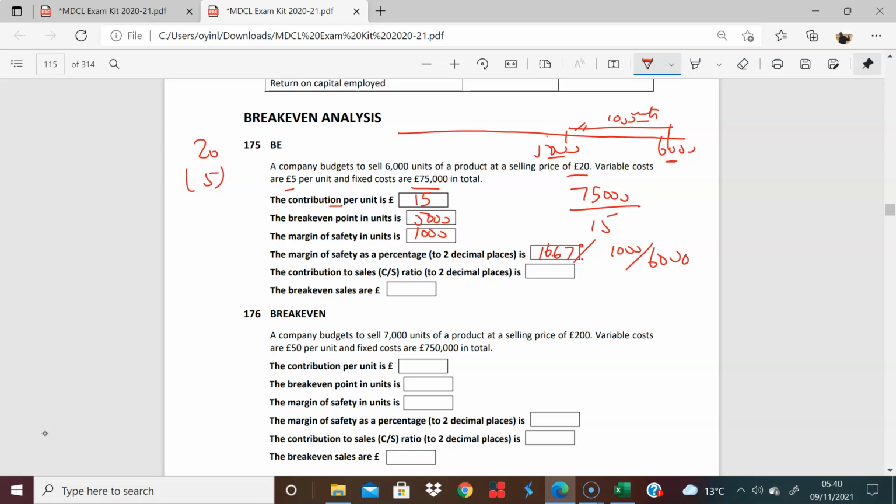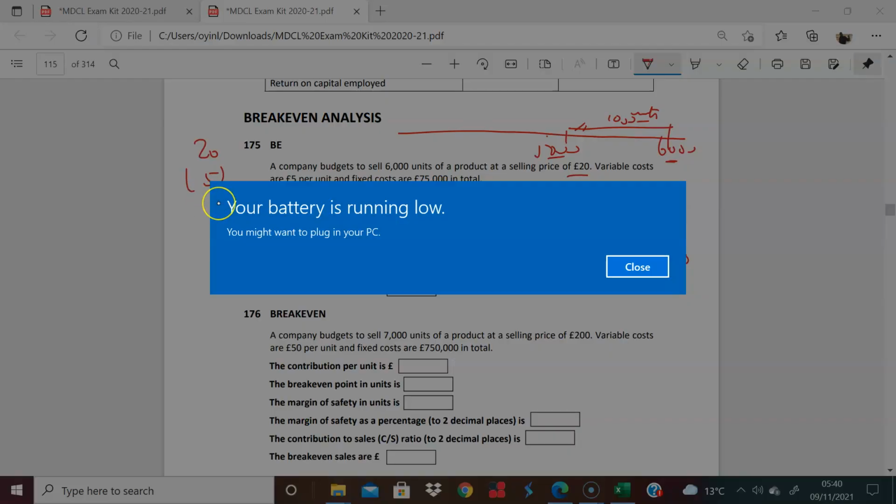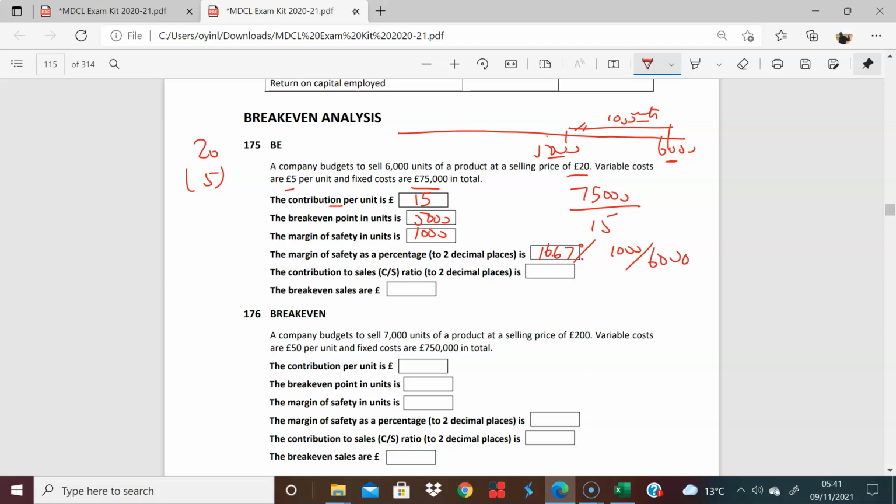Your contribution to sales ratio is literally the relationship between. Let me just plug that in. One second. Just plug this in before it dies. Oh, good. So that's back to life.